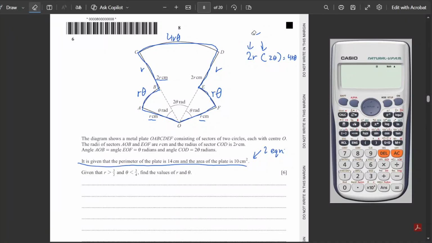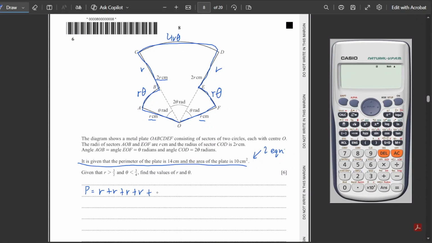Now see, the perimeter is the sum of all of these sides. So I just have to add all of these sides. The perimeter is equal to r plus r plus r plus r. There are 4 r's in total, r plus r plus r plus r. And then there are the 2 arc lengths, r theta and r theta.